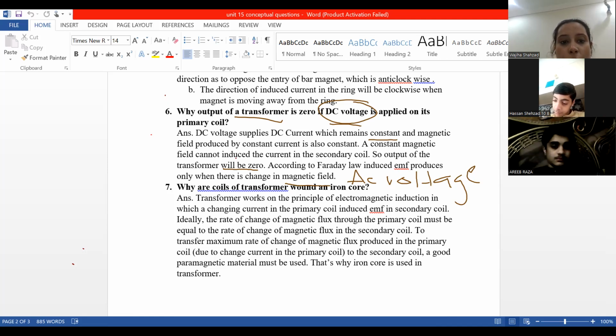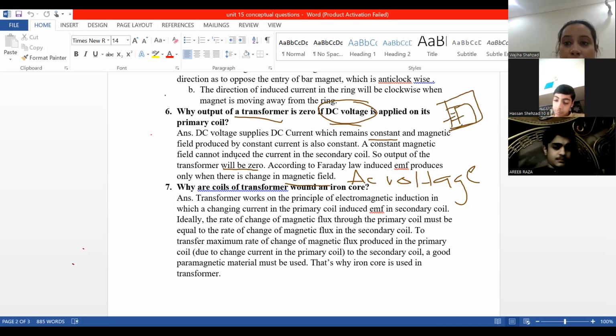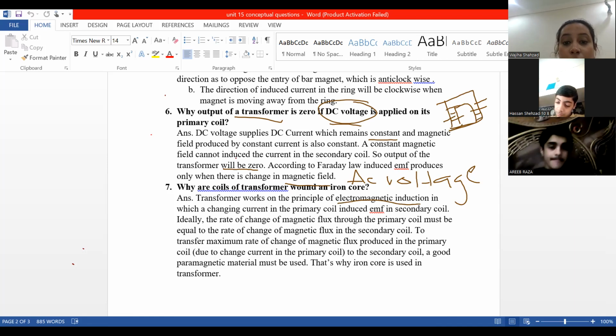Question 7 is: why are the coils of transformers wound on an iron core? So you have drawn the transformer in the class, right? Why do we wind the coil over an iron core like this? The answer is that the transformer works on the principle of electromagnetic induction, in which a current in the primary coil induces EMF in the secondary coil. This is the main working of a transformer.